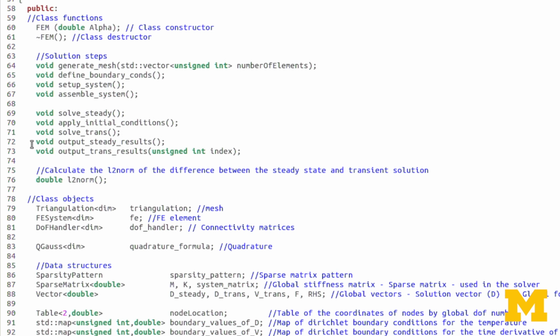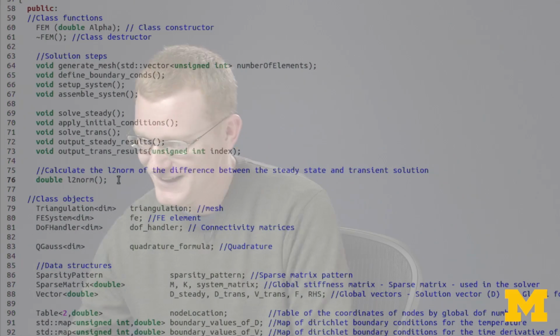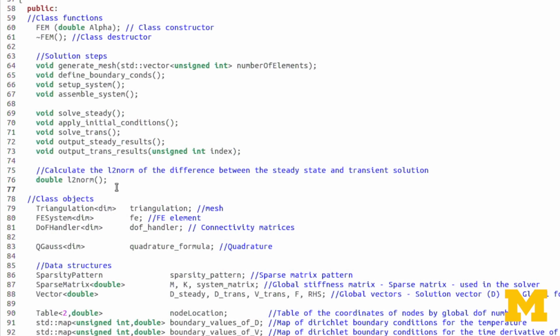I now have 2 output results functions, one for the steady state result and one for the transient results. Notice for the output trans results, I have as an input an index. So that's just to distinguish between the output results for, say, time equals 0 and time equals 1,000. It just puts an integer onto the file name so that it doesn't overwrite the solution file. And again, now we have another L2 norm function again. So if you've missed that from homework 2, it's back.